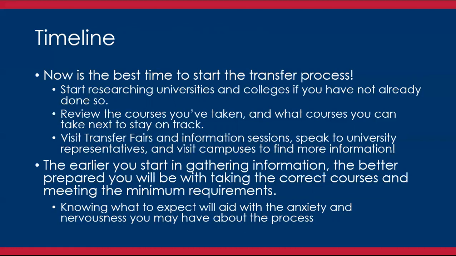Look at the courses you've taken. Have you taken more math classes and you think you might want to major in math or science? Look at everything you've taken. If you know where you want to transfer to, look at degree plans, transfer guides to make sure you're staying on track and you're taking the correct classes. If you really are trying to start off brand new and you don't know what you're doing, visit transfer fairs, information sessions. You can talk to university representatives, visit their campus, find more information, put yourself out there. You don't really know where you're going to end up until you start taking the steps to find that out.